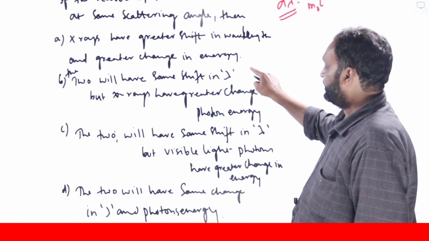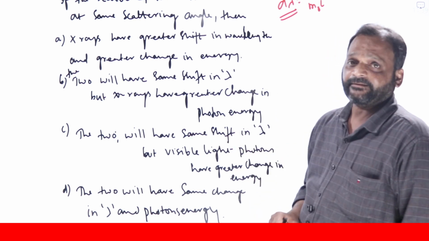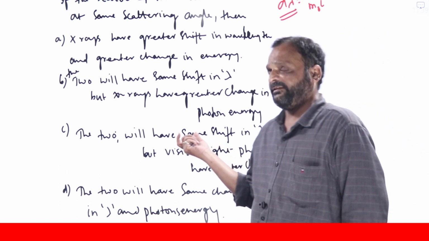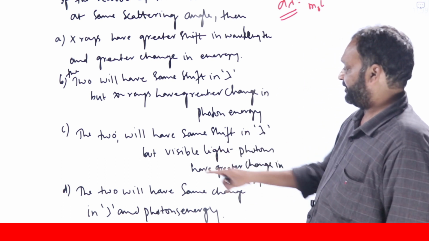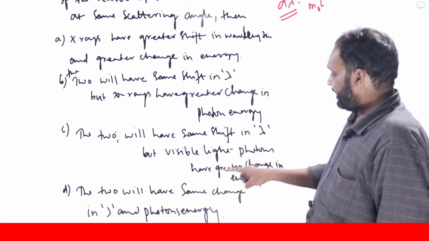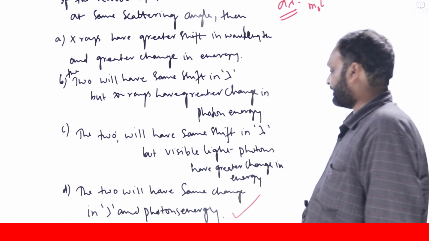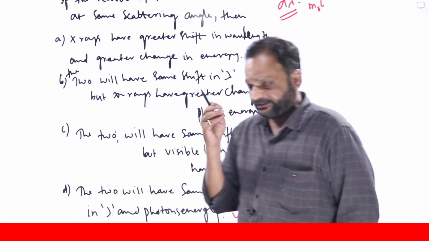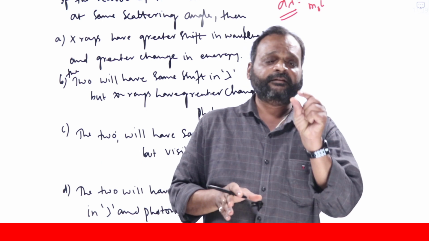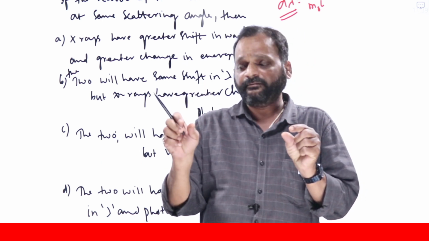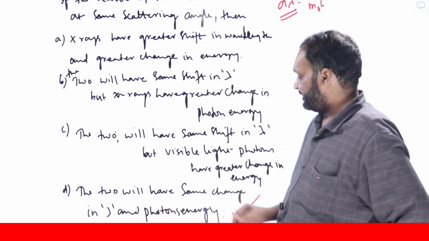The third option: the two will have the same shift in lambda, but visible light photons have greater change in energy. That is also not correct. When the wavelength shift is the same, the energy shift also should be the same. So the third option is wrong. The option that the two will have the same change in wavelength and the same change in photon energy is the correct one, because in the Compton effect d lambda is independent of the incident wavelength. When the change in wavelength is the same, the change in frequency and the change in photon energy will also be the same. So the option here is D.